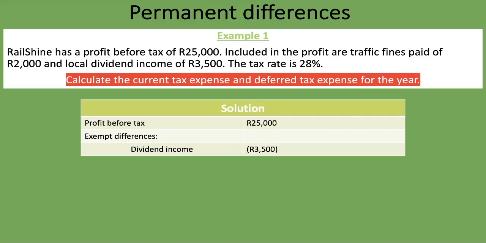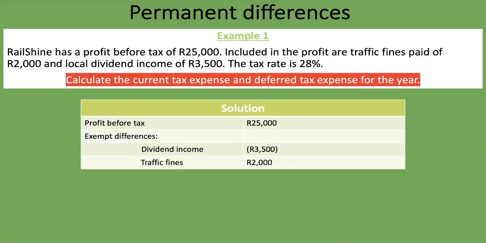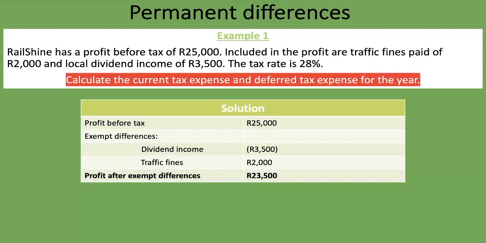So remember, any income that is not allowed, you have to put it as a negative, or you deduct it because you had added it. And any expenses that are not allowed, you have to add back. So you put it as a positive. So we put the traffic fines and we put the 2,000 rand. Now what do we have to do? We have to get now to taxable profits. We take 25,000 rand minus the 3,500 rand plus 2,000 rand, and we get an amount of 23,500 rand. That is the profit after exempt differences.